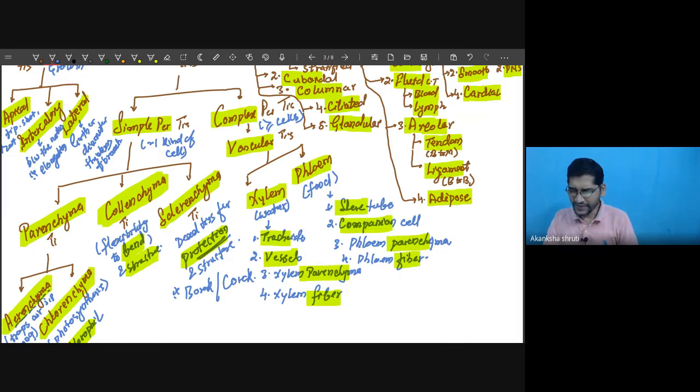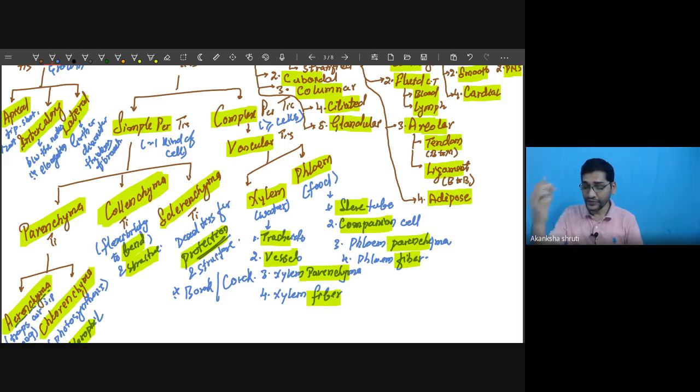So xylem is for conducting the water from the root to the different leaves. It is always from the root to the leaves. Phloem is for distributing the food synthesized in the leaf to different parts. So from the leaf, the food goes to different parts, even to the root or to the other branches.